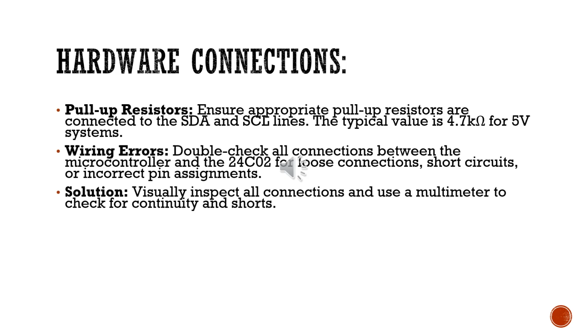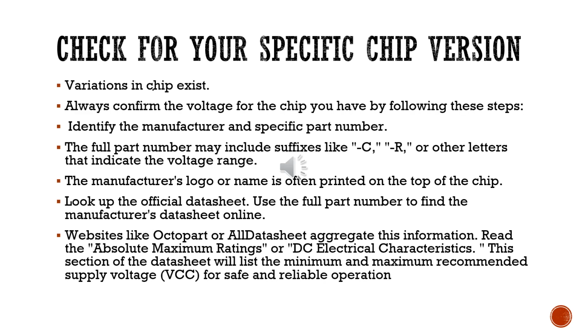Wiring errors. Double check all the connections between the microcontroller and the 24C02 for loose connections, short circuits or incorrect pin assignment. Solution: visually inspect all the connections and use a multimeter to check the continuity and for shorts. Check for specific chip version. Variation in chips exists. Always confirm the voltage for the chip you have by following these steps.